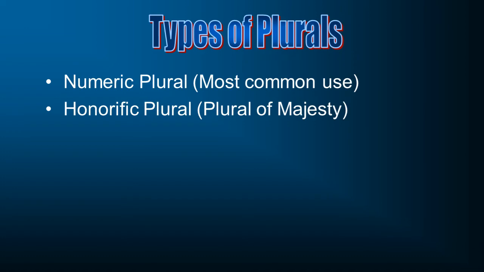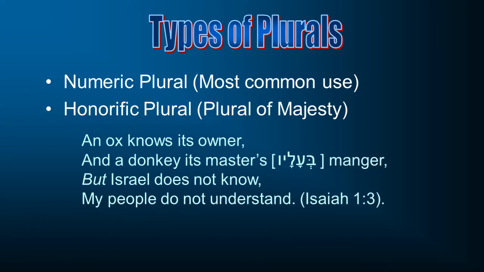But there's also what's called the honorific plural, sometimes known as the plural of majesty. When you want to describe something that is majestic, or give it some sort of honorific. Here's an example of this: Isaiah chapter 1 and verse 3. An ox knows its owner, and a donkey its master's manger. And notice the phrase there, its master's manger.